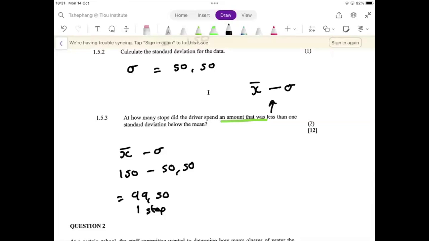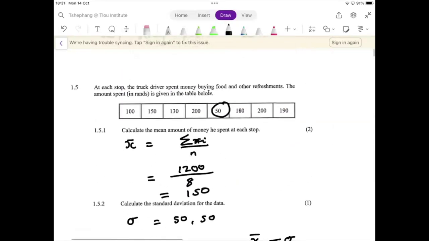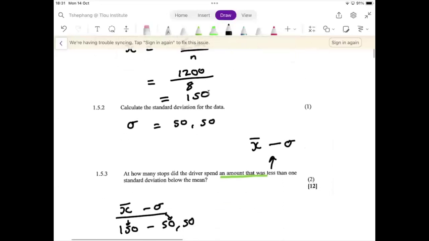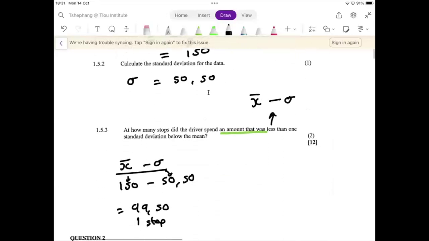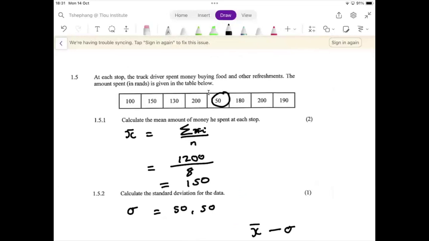Okay, yeah, it makes sense now. Perfect. Now, once you have something like that, that's just the formula. You substitute the mean, which we found, and the standard deviation, which we found from the calculator. Then you'll get an answer of 99.50. If you then go to your calculator, you'll see that there's only one answer that is less than 99.50, which is the 50. Yeah, it makes sense. Perfect.